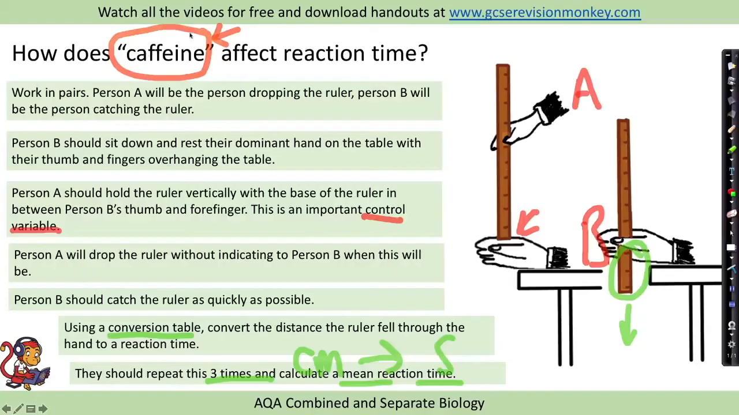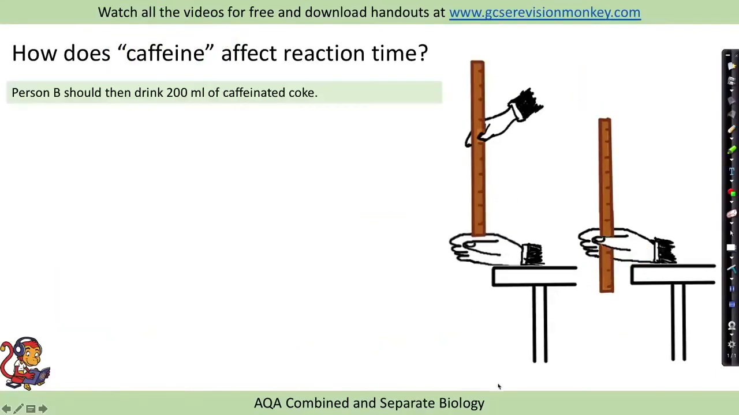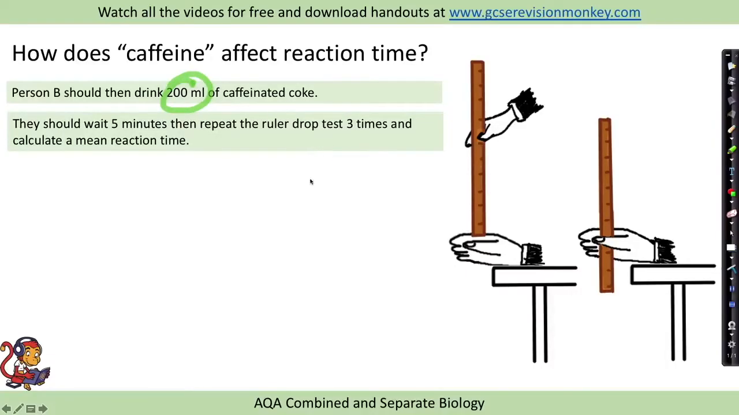We're then going to change this factor here, the amount of caffeine they've drunk, and then we're going to repeat the experiment. So the next step, person B should then drink a set volume. It doesn't matter how much you put, but I've just suggested here 200 mils of caffeinated Coke. They should wait 5 minutes. Again, you should just suggest a sensible amount of time here, and then repeat the ruler drop test 3 times and calculate a mean reaction time.